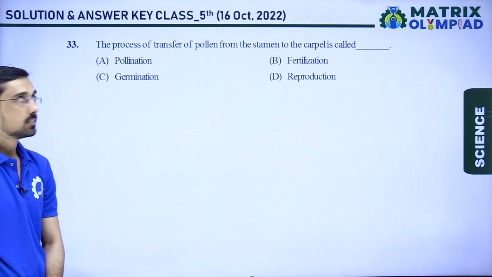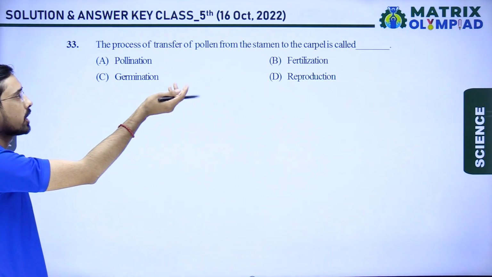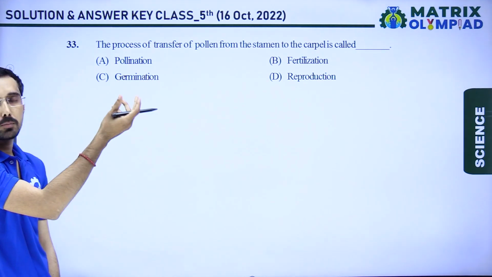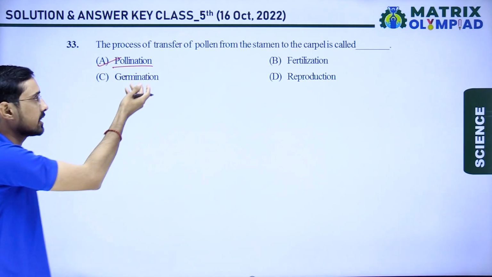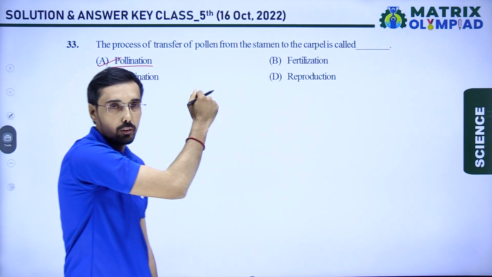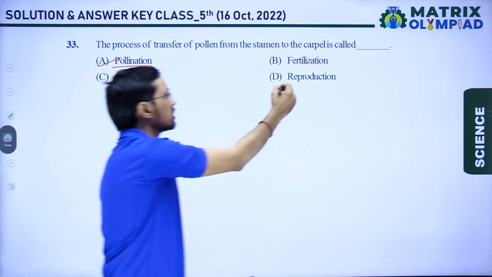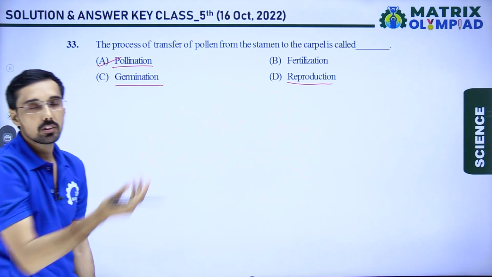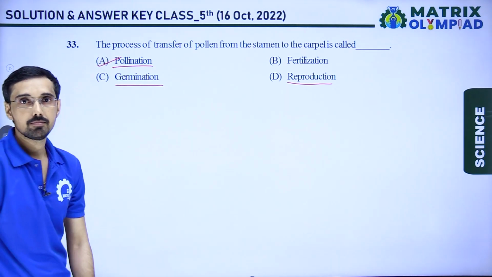Next question is, the process of transfer of pollen grains from stamen to carpel is known as the process of pollination. First is option A. Correct answer. Fertilization is the fusion of gametes. Germination is the germination of seeds, and reproduction is the generation of offspring. So the correct answer is pollination.